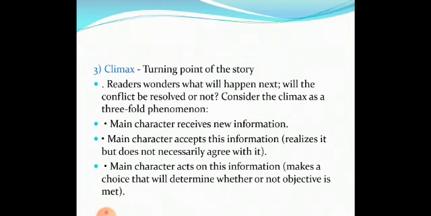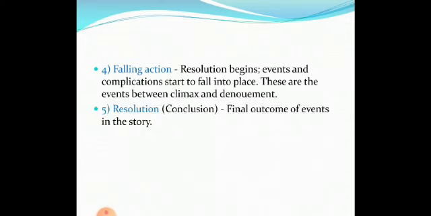I have a main character who acts on this information and makes a choice that will determine whether or not the objective is met. So he acts on this information, and he starts now to have a meeting with another type of information, or for example, he's not going to continue that way. So this is the meaning of the climax, the turning point of the character in the story that turns everything upside down.